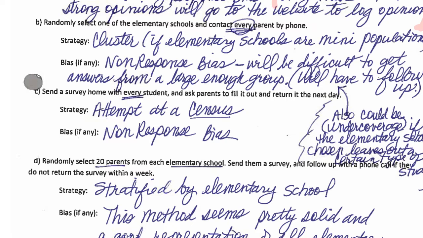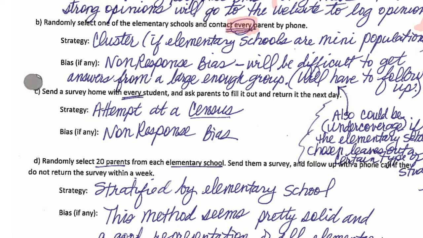Randomly select one of the elementary schools and contact every single parent. So what do you think about that? Obviously, you can see what I thought. Hey, cluster, you're a group. I will sample all of you. So this is what indicated to me that they were treating this like a clustering sample. They just randomly selected one of the elementary schools, and that was a cluster.